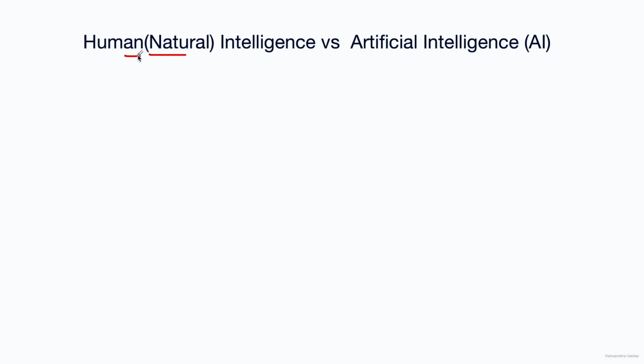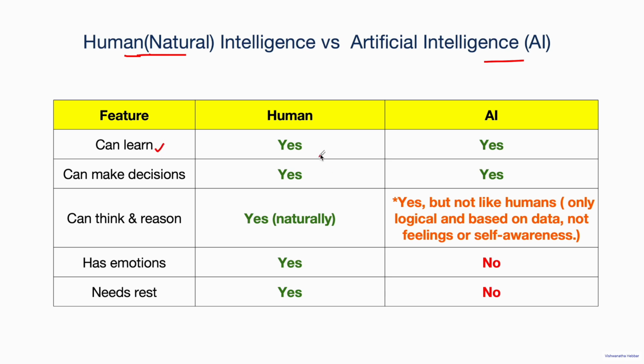Now let us understand the difference between natural intelligence and artificial intelligence. Learning: humans can learn, and similarly AI can also learn. Making decisions: human beings can make decisions, and AI can also make decisions based on the data. Human beings can think and provide reasoning in a natural way. To some extent, AI will mimic thinking and reasoning, but not like humans. AI mimics thinking based on logic and data, not based on feeling or self awareness.